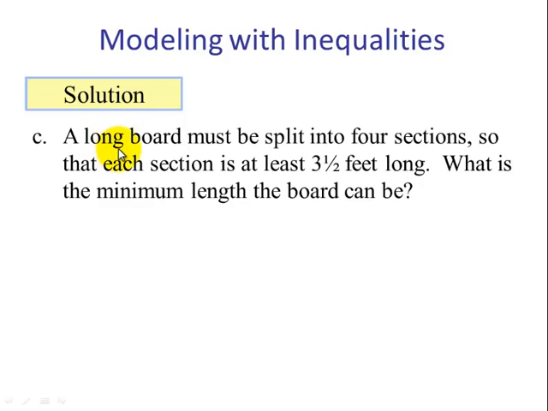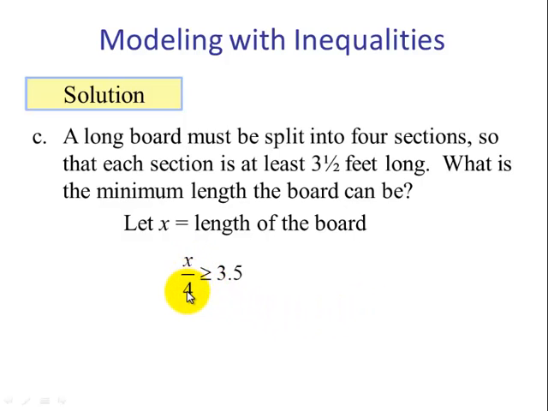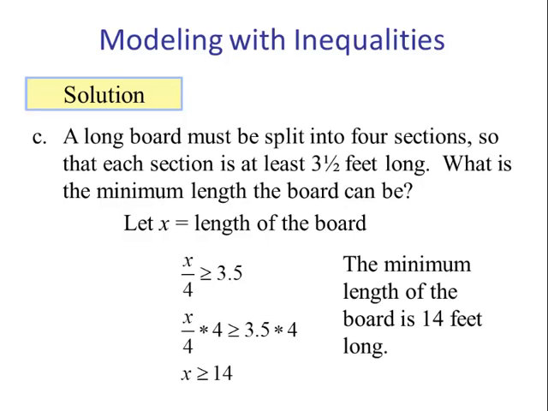C. Since the board must be split into 4 sections, we are going to divide by 4. So let X be equal to the length of the board. We have X divided by 4. At least means greater than or equal to. So we have greater than or equal to 3.5. Solving for X, we need to get rid of the 4, so we do the opposite: multiply both sides of the inequality by 4. And we have X is greater than or equal to 14. So to answer the question, the minimum length of the board is 14 feet.